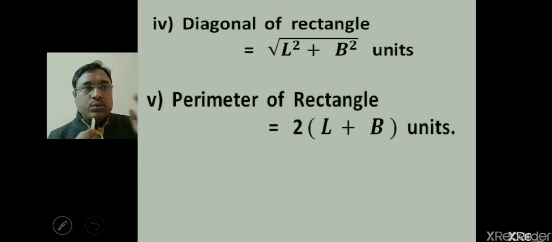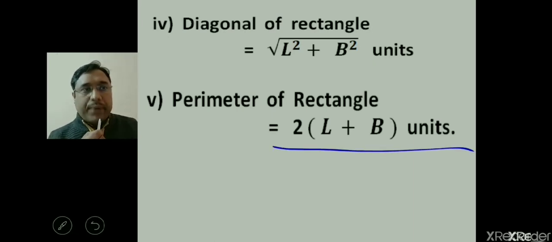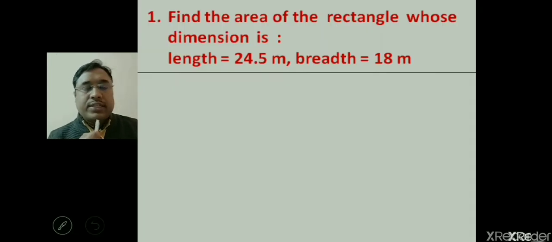That means 2 into breadth. So 2 into length plus 2 into breadth. Taking 2 common, the formula becomes 2 into (length plus breadth) units. Okay. Now the next question is this.